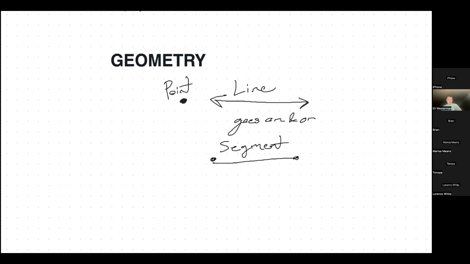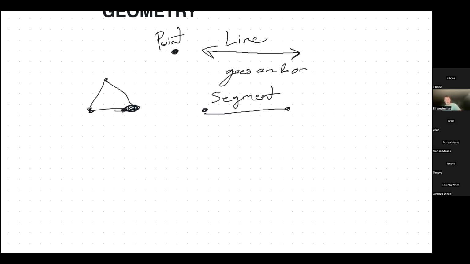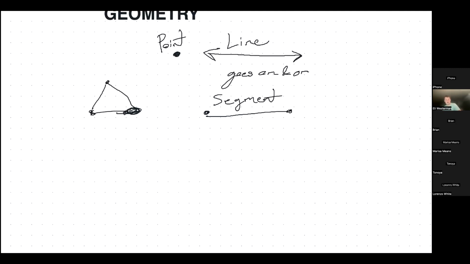So shapes are made out of segments. Like this triangle has segments making it up. And finally, if you have one thing like this with a point on one end and then it goes forever in the other, it's called a ray, just like a ray of sunshine starts in the sun and goes forever.